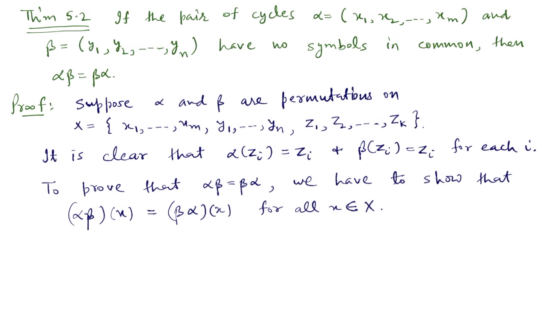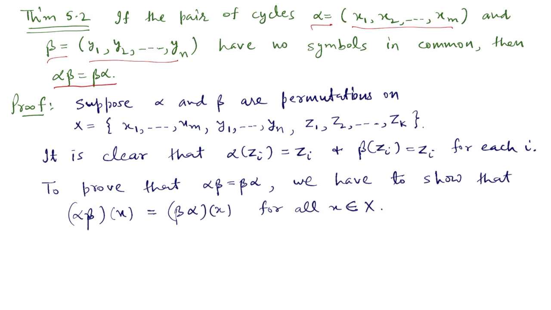In this video, we shall prove that any two disjoint cycles commute. That means if alpha and beta are two cycles having symbols x1, x2, ..., xm and y1, y2, ..., yn and no symbol is common, then alpha beta is the same as beta alpha.